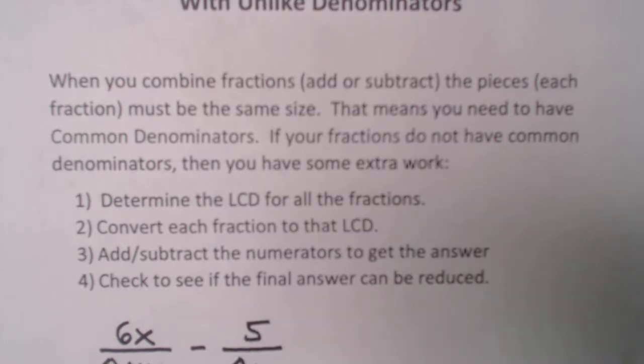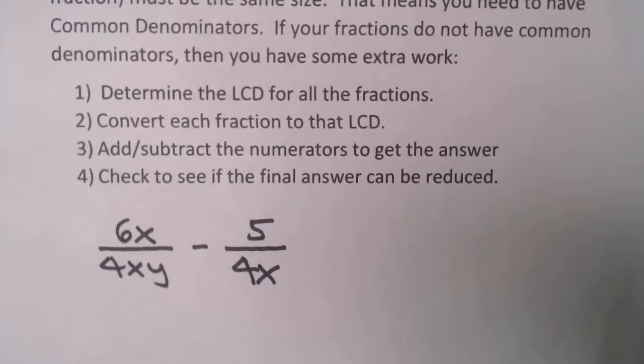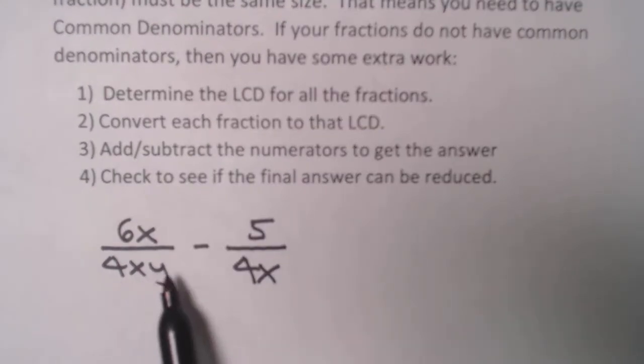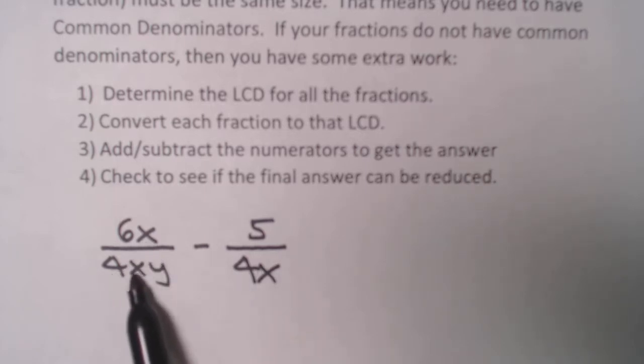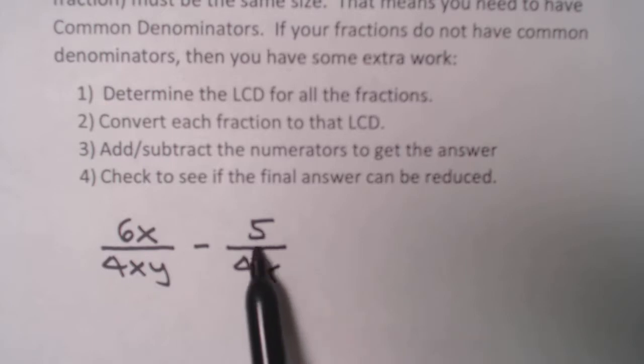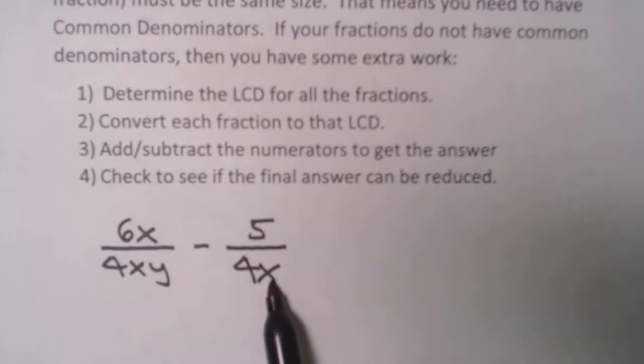Let's start with a beginning example, something that's not too difficult to work with. We have two fractions being subtracted from each other: 6x over 4xy minus 5 over 4x. Now they're close to having the same denominators, but not quite. The difference is this first one has a y and the second one doesn't. Well, here's what you can do.